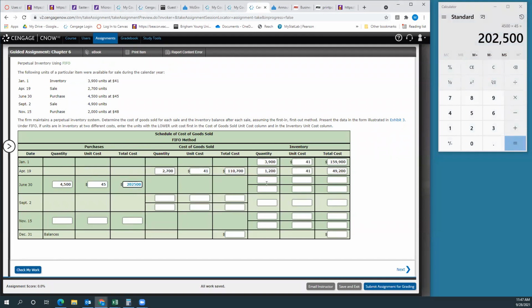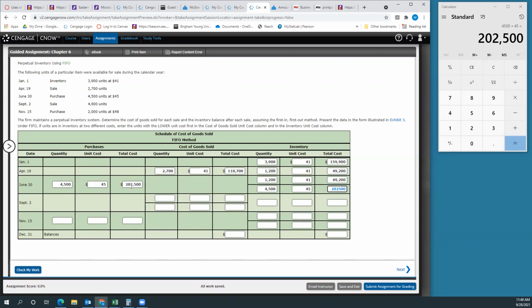And now for my quantity, you can see there are actually 2 rows here. The first is going to be the quantity I already had from back in April 19th. So that was 1,200 units at a cost of 41 apiece, a total cost of 49,200. And now I've just added 4,500 units at 45 for a total cost of 202,500. So we like to keep these separated by when they were purchased, so we know our oldest units are listed first, and then our newer units are second.